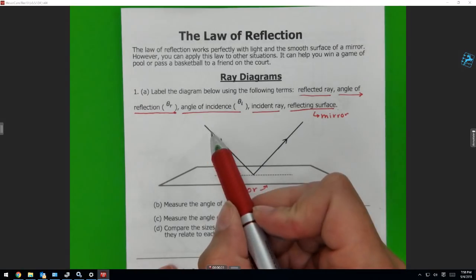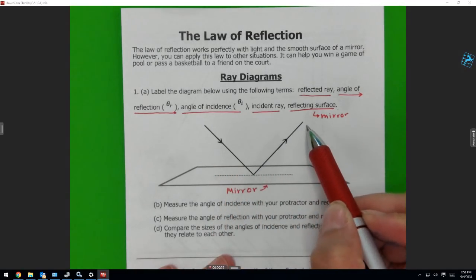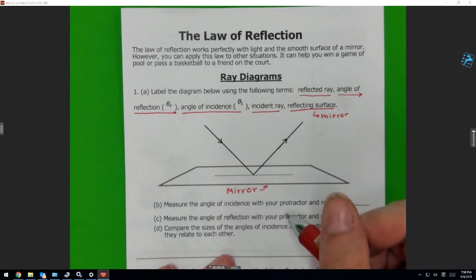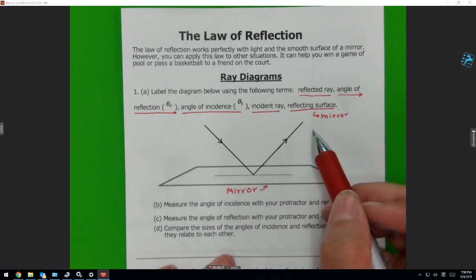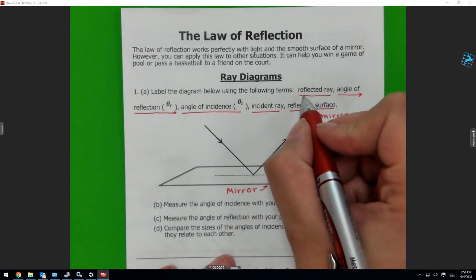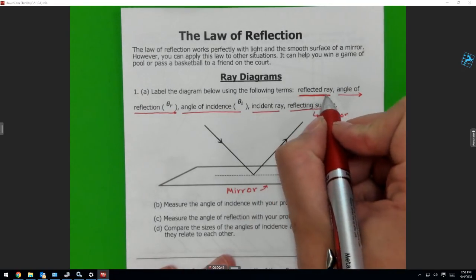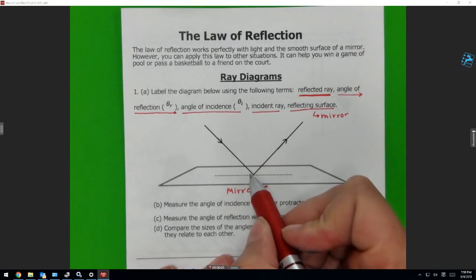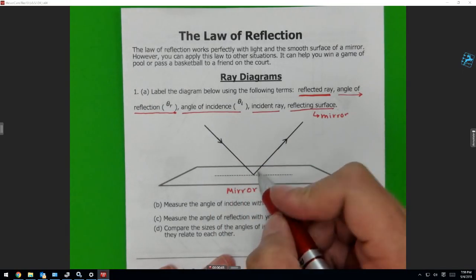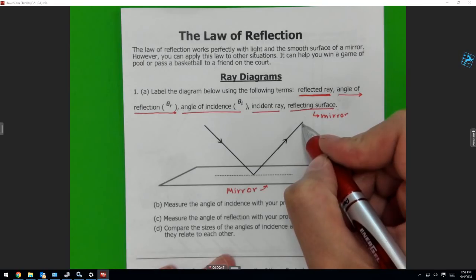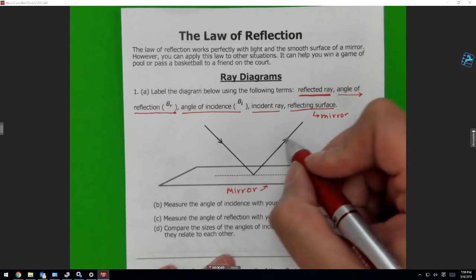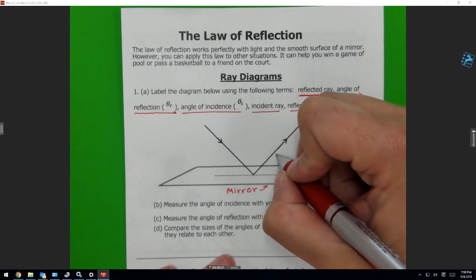If you're thinking about this set of arrows being a light beam, so like a laser beam that's bouncing off your mirror, and one of the arrows has to be the reflected ray, is it going to be the one that's being shot at the mirror and pointed towards the mirror, or the one that's bouncing off the mirror? It's bouncing off the mirror. So we're going to label this as reflected ray.